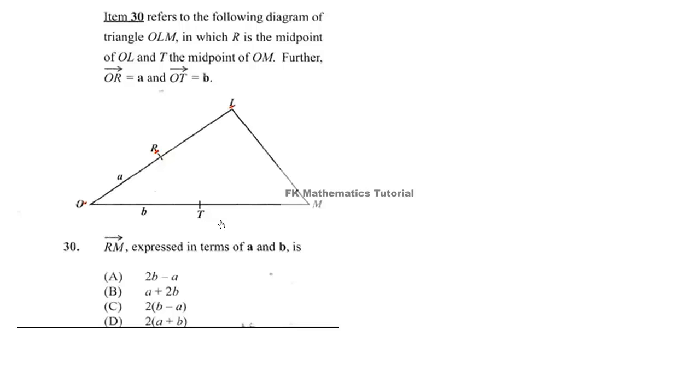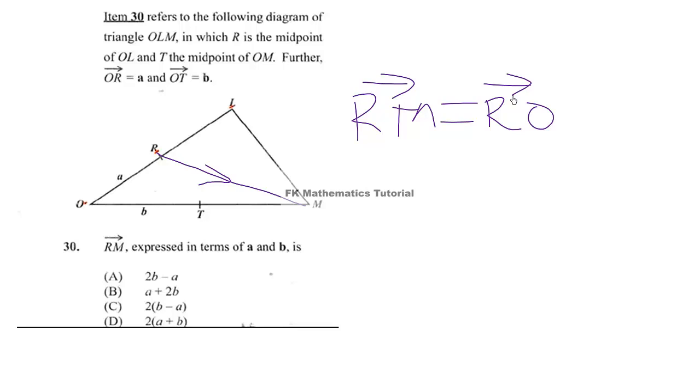Item 30 refers to the following diagram of triangle OLM, in which R is the midpoint of OL and T the midpoint of OM. Further, vector OR is equal to A and vector OT is equal to B. So we want to find RM in terms of A and B. So this vector will be equal to vector RO plus vector OM.